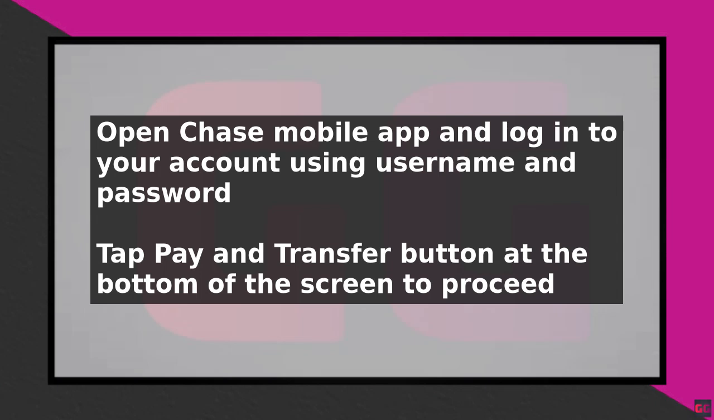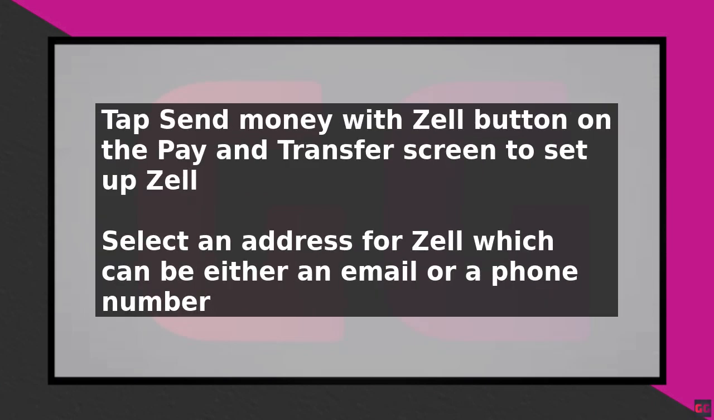On the Pay and Transfer screen, look for the Send Money with Zelle button and tap on it. This will open the Pay Bills and Send Money with Zelle screen. When you tap on this screen, the app will prompt you to set up Zelle.